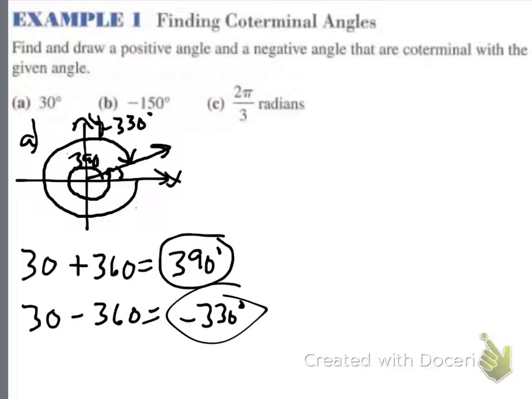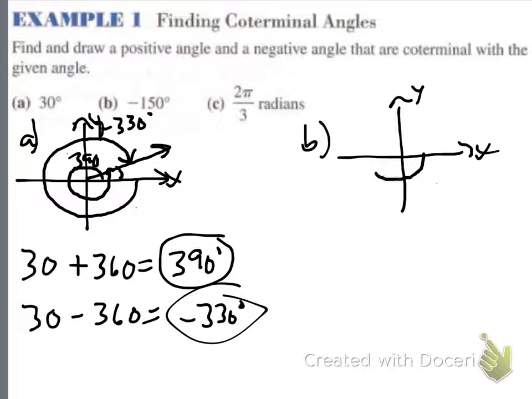Okay? Now, part B, negative 150 degrees. It's right there. Okay, so we are going to draw on the coordinate plane negative 150. Now, I start at the initial side and I go backwards. Now I'm going to stop just short of 180. If I go all the way up to the negative x-axis, that's 180, one time, and then the full circle is 360. So I'm going to stop just short.